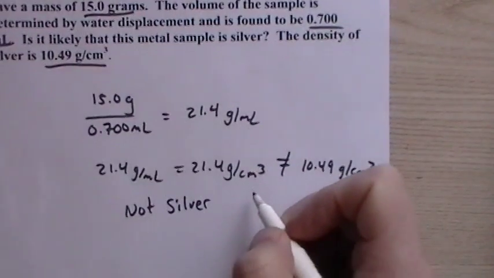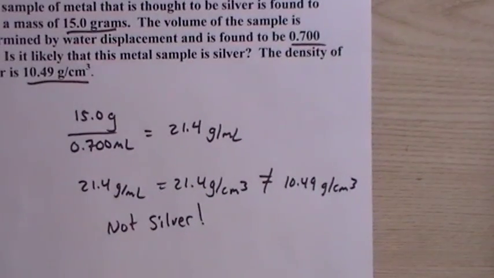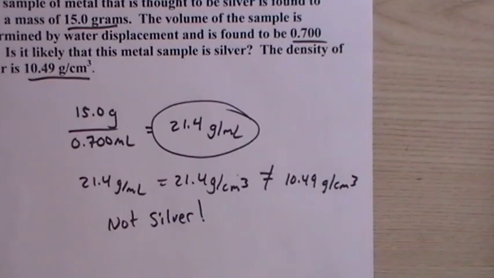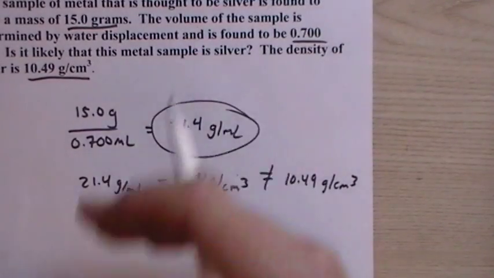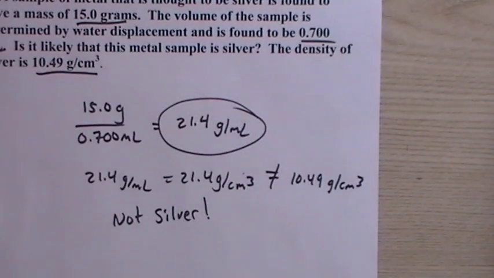You could have also been given this, you find this density and then be asked to determine what metal it is, and you'd have a list of metals, and one of them would be either 21.4 or very close to it. And that's the deal.